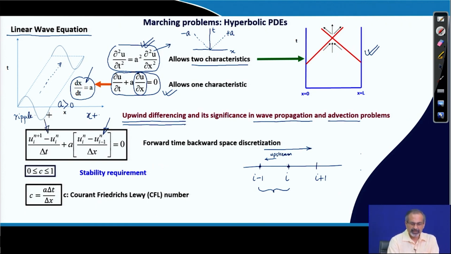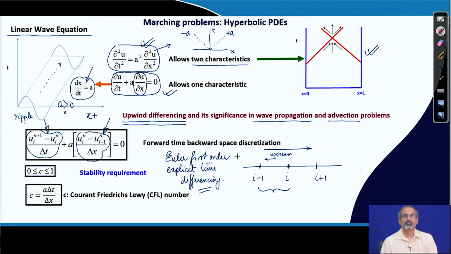When it comes to the del u del t, we are using a first order form, which is often called the Euler first order explicit time differencing. So, that gives you the form for del u del t. This gives you the form of del u del x for approximating the first order form of the linear wave equation.